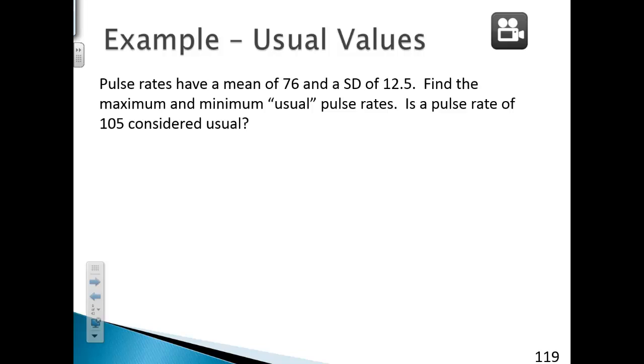The maximum usual value, and I'll abbreviate these max and min, just keep in mind I'm talking about usual values. You're going to take the mean and add 2 times the standard deviation. The minimum usual value, you're going to take the mean and subtract 2 times the standard deviation. So that's the formula written in symbols.